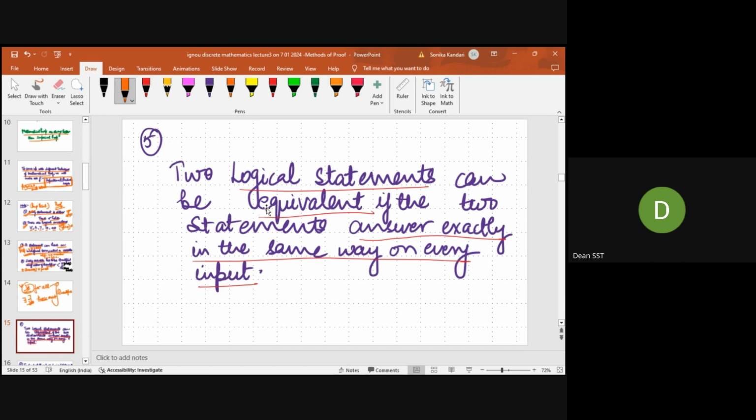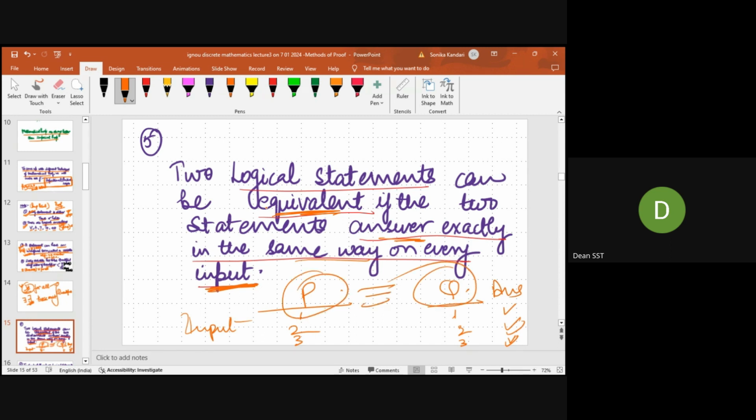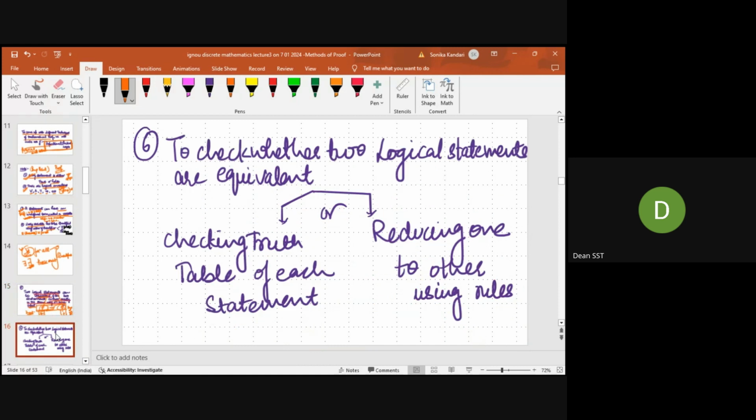Then, fine. Two logical statements can be equivalent if the two statements answer exactly the same way on every input. Suppose we have one statement P and another statement Q. Suppose we input one here and we get the same answer, then input two, we get the same answer, then three, we get the same answer, then we can say P and Q are equivalent. P is one logical statement, Q is another, and we are providing the same set of inputs to P and Q and getting the same answers. So we can say that P is equivalent to Q. These are the few concepts that we need to remember.